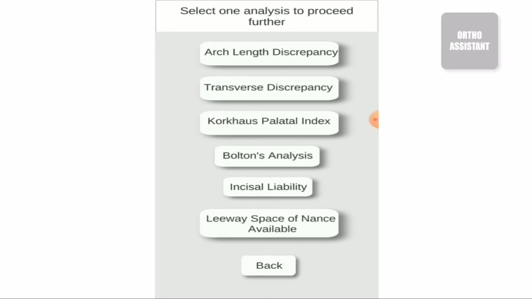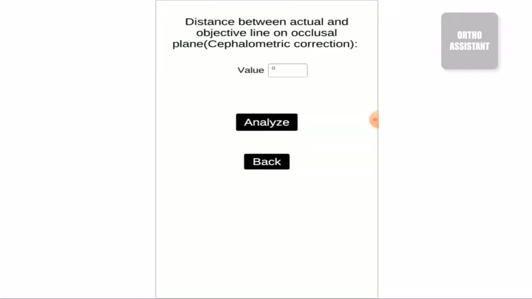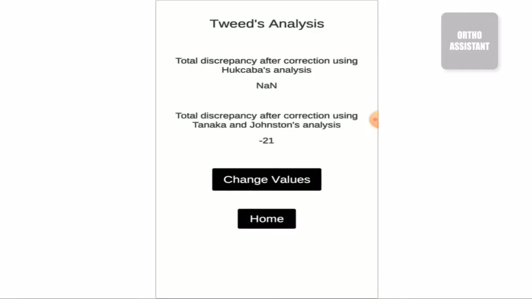Now the back. Now come to the cephalometric analysis. For Tweed's, you have to enter the value of the distance between the actual and the objective line on the occlusal plane, that is the cephalometric correction. Enter the value, analyze. It is better to use the Hookah bus analysis, but if you have done TSALD with Tanaka Johnson, it is given for both. The values will come here.